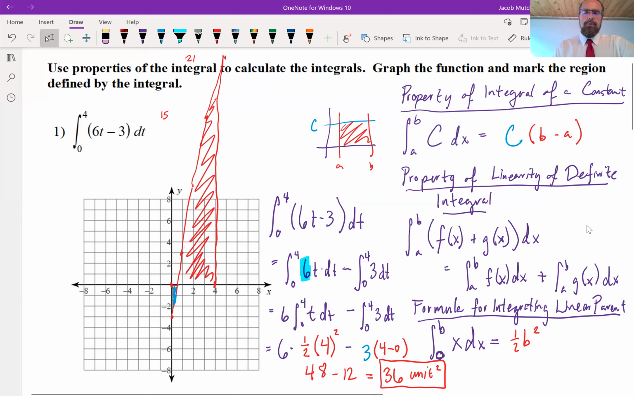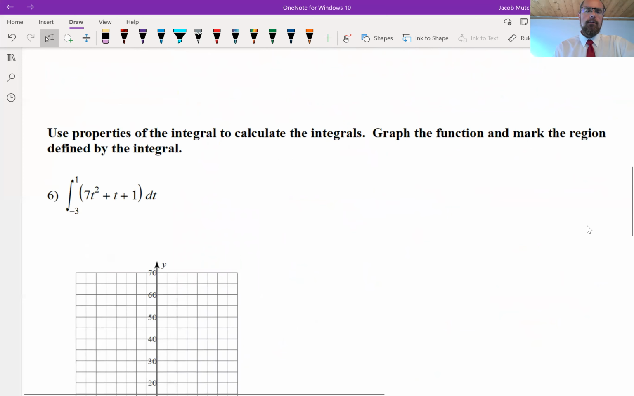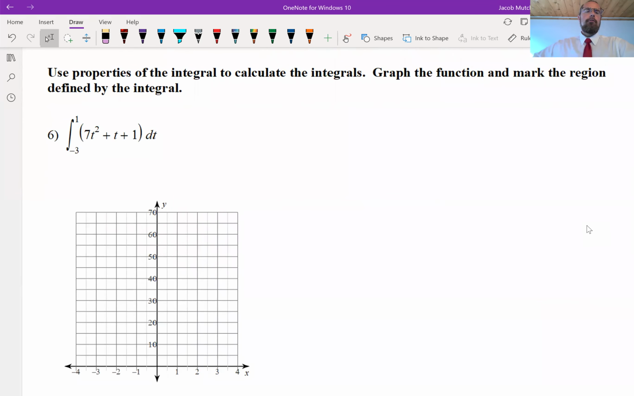So that was an example that was a linear function as the integrand. Let's take a look at a quadratic function as the integrand. Here we're taking the integral from -3 to 1 of the function 7t squared plus t plus 1 dt. If I graph this function, I really have a very steep graph. So I notice that my coordinate plane here has a very extended y-axis. It goes all the way to 70.